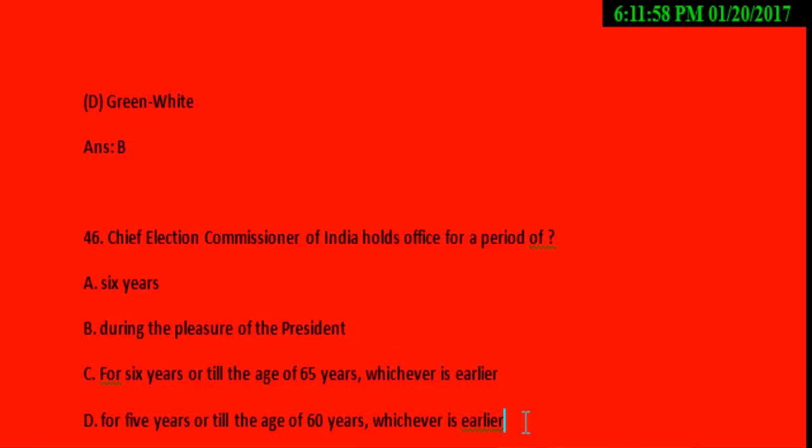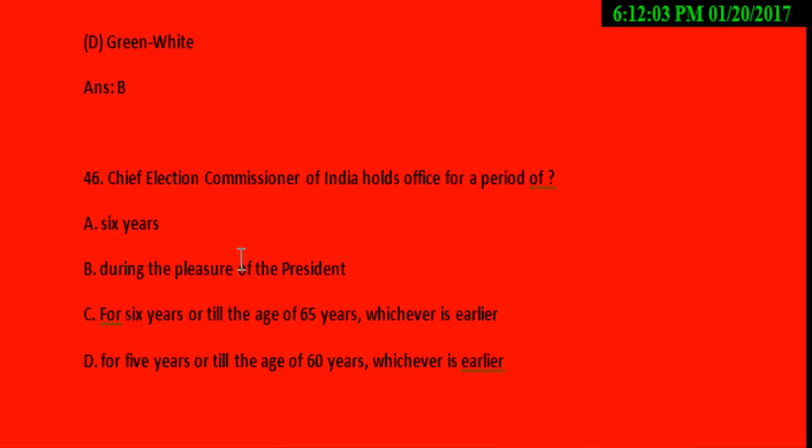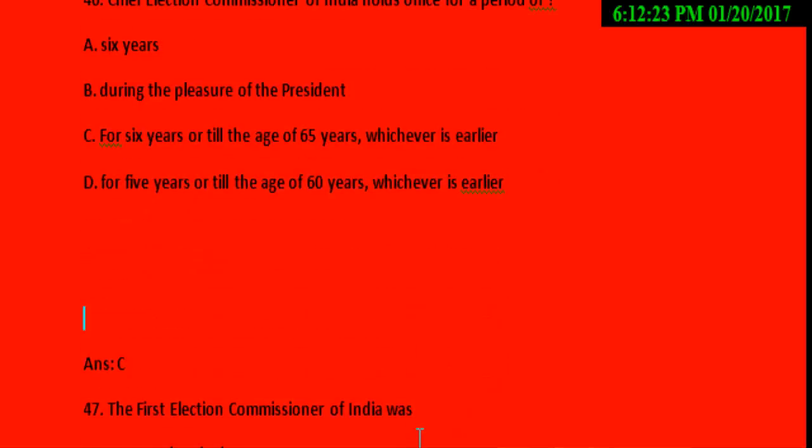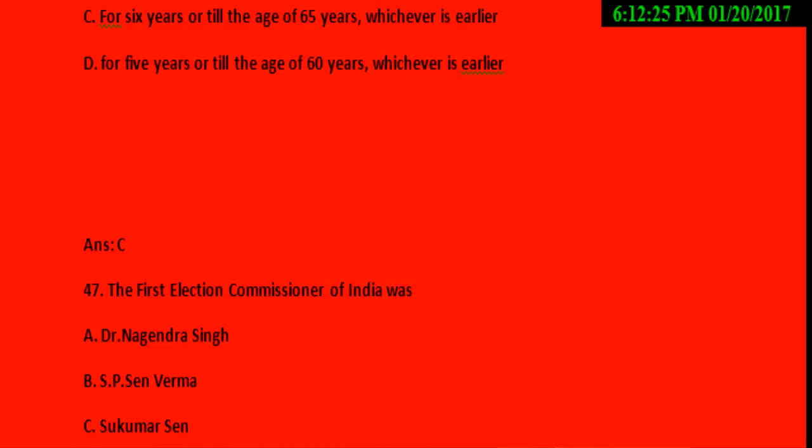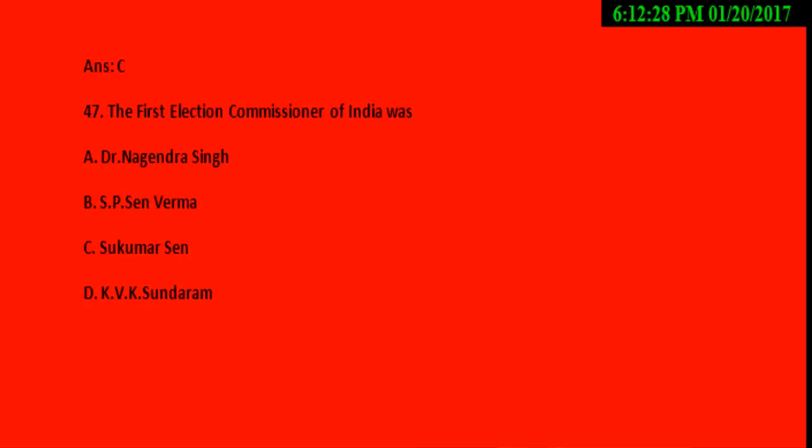Chief Election Commissioner of India holds office for a period of 6 years, during the pleasure of the President; for 6 years or till the age of 65 years, whichever is earlier; or for 5 years or till the age of 60, whichever is earlier. So answer is C, for 6 years or till the age of 65 years, whichever is earlier. The first Election Commissioner of India was Dr. Nagendra Singh, S.P. Sen Verma, Sukumar Sen, or K.V.K. Sundaram. Answer is C, Sukumar Sen.